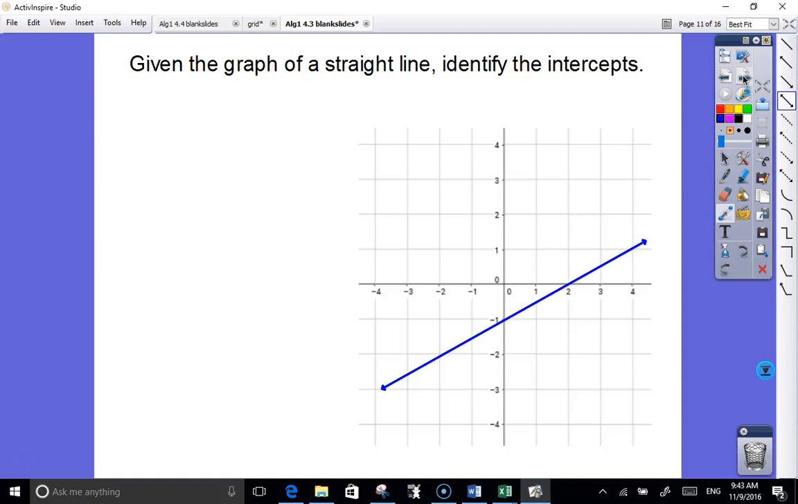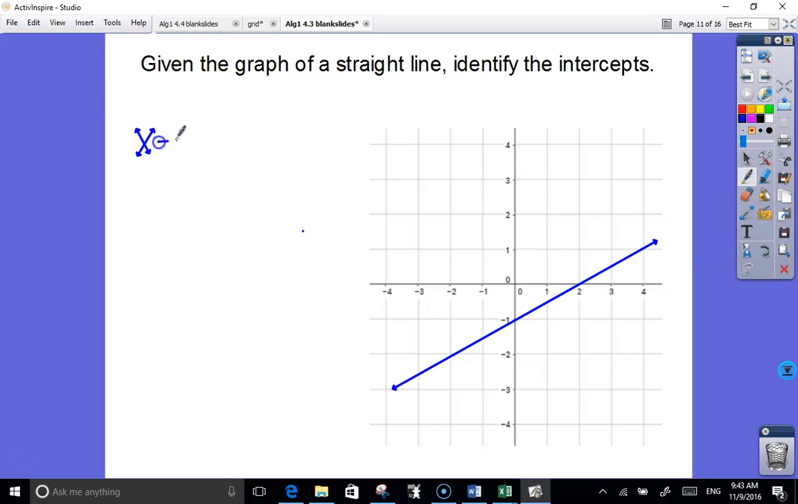If you're given the graph of a line, you should be able to identify the intercepts. There are homework problems like this, so I'm doing this so that you understand the problem. What is the x-intercept here? The x-intercept equals 2. What is the y-intercept? -1, right there.